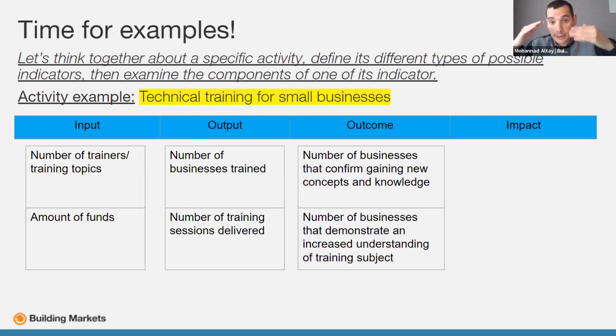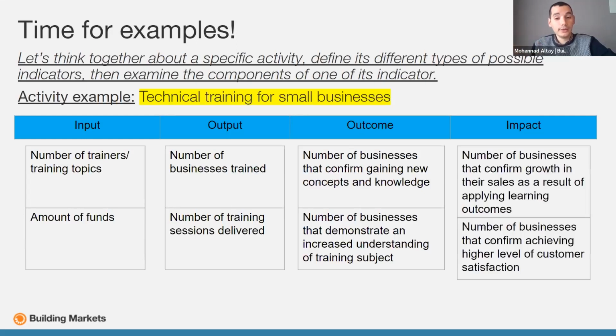That means their score changed from 40 to 80, which is evidence for gaining new knowledge and gaining new skills, because this is what happened after they joined our training session. And the last type of indicator is the impact indicators.